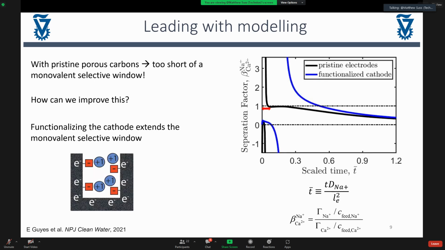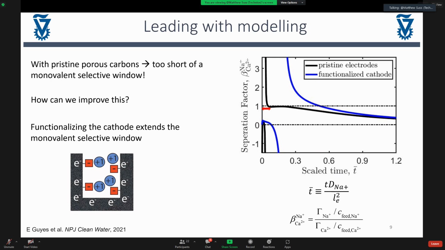So in the model, basically what we can do is throw in, okay, let's try to functionalize an electrode. Let's try to functionalize the cathode in this system, which is storing the cations, and basically see what happens. And what we saw was that if you did functionalize the cathode, so you do what we show in this picture, you put on these negative charge functional groups at the negative electrode, you have this monovalent ion selective window, which is extended. So you see that you're monovalent selective, you're above 1 on the y-axis until basically halfway through the charging process. So now it becomes something practical.